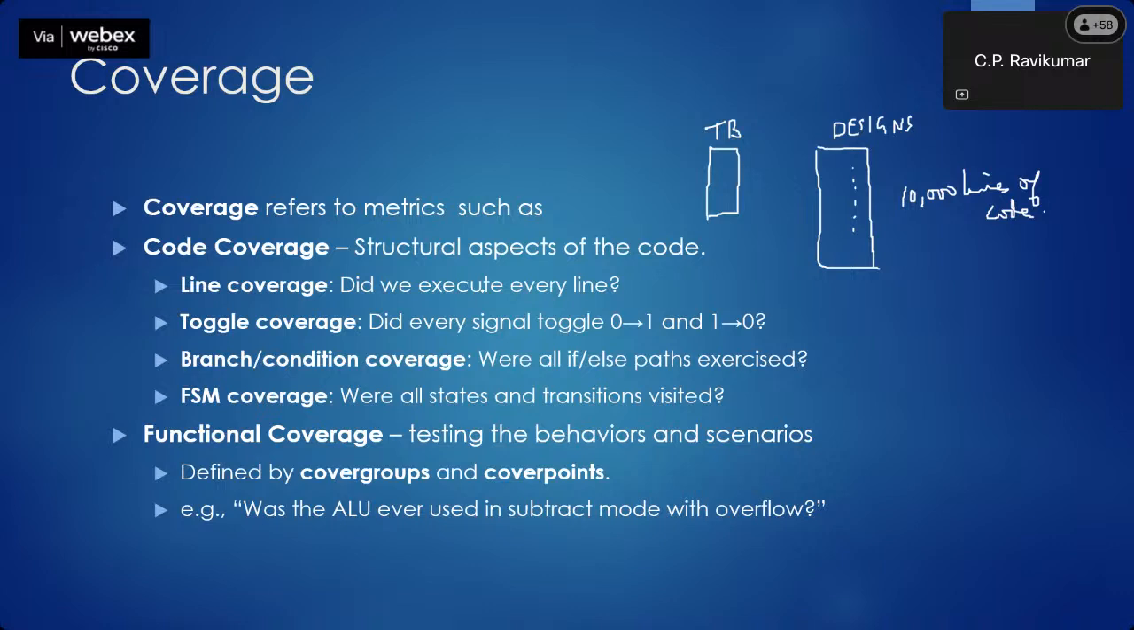Another could be, can we make sure that every signal toggles from 0 to 1 and 1 to 0? That is called toggle coverage. Then if you have branches, if-then-else conditions or case statements and things like that, is it possible for you to give inputs in such a way that every branch is taken? So you may have to write more than one test bench. You may have to write several test benches.